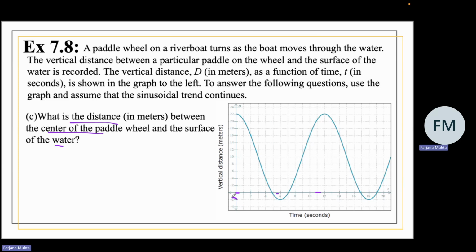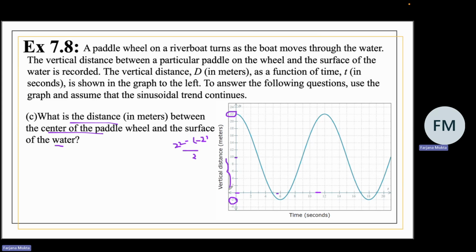The lowest point of the paddle wheel is -2. The highest is 22. So can we calculate the center? Let's subtract the minimum from the max. So 22 subtract -2 is 24, right? And if you divide that by 2, what do we get? 12, right? So that means from the lowest point, we need to count up 12. So from -2, if you count up 12, the middle point would be at 10. Am I correct?